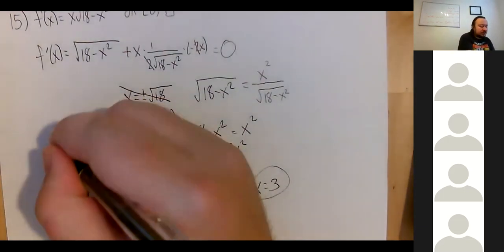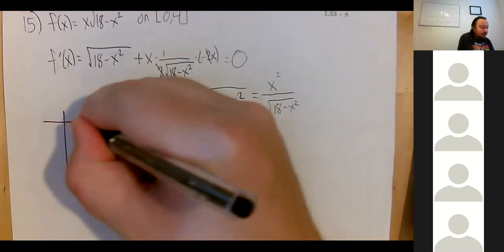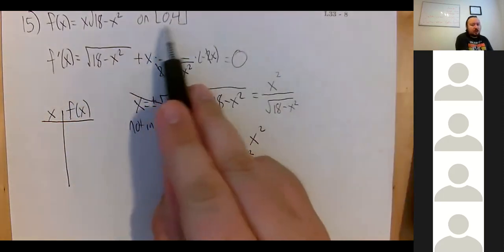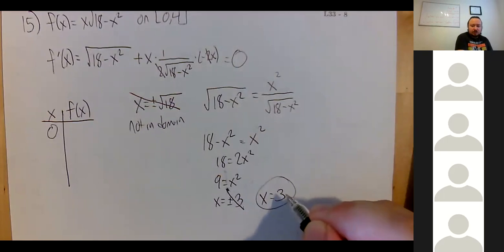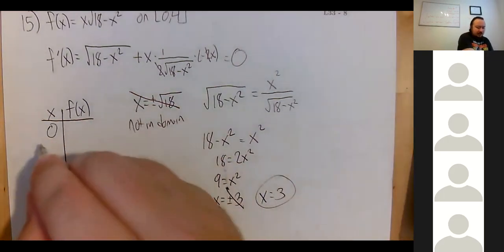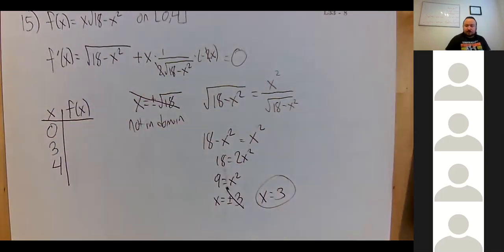All right, now we found all of the critical points that are eligible or in our domain. So now we're going to make a little chart. And on our chart, we always include the endpoints, and then we include any critical points that were in the domain here. So let's see, we have x, 0, 3, and 4.